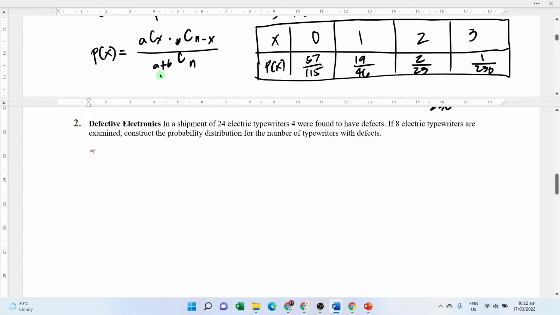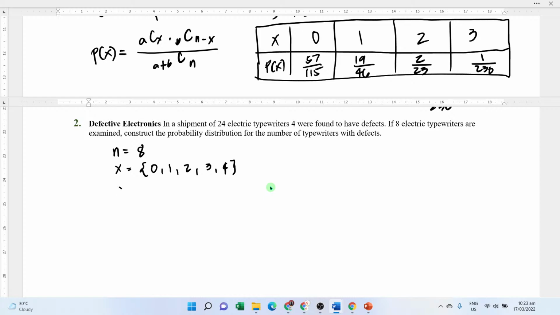We already have the formula on the screen on the upper portion. So in contrast to what we have started earlier, n must be the number of samples for each examination. n is equal to 8. All right. And then let x be the random variable for the number of typewriters with defects. And we know that out of 24, we have 4 typewriters with defects. So the possible values of the random variable would be 0, 1, 2, 3, or 4.